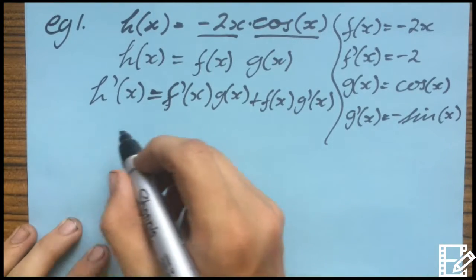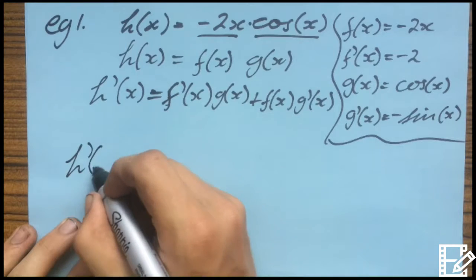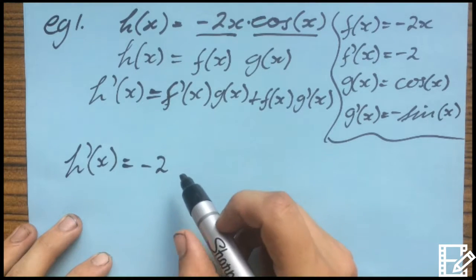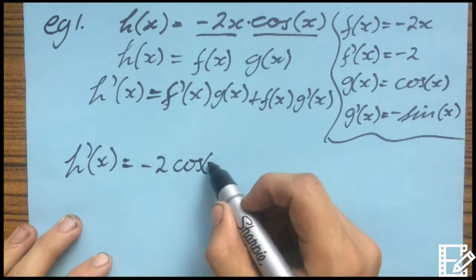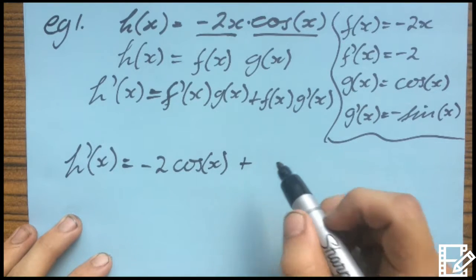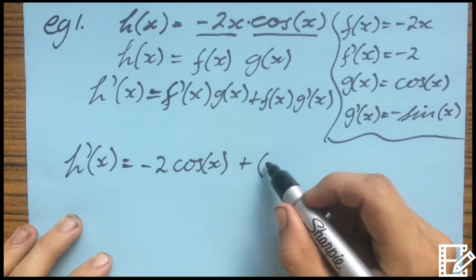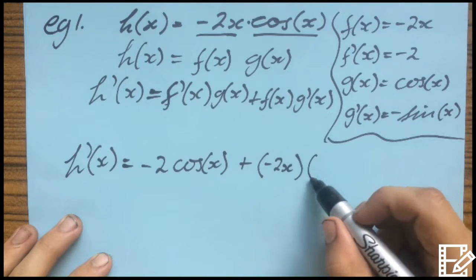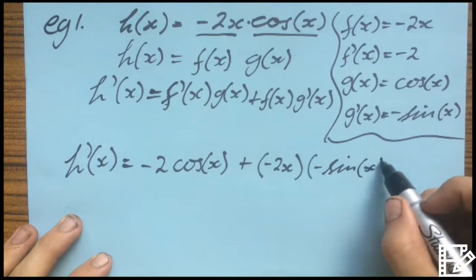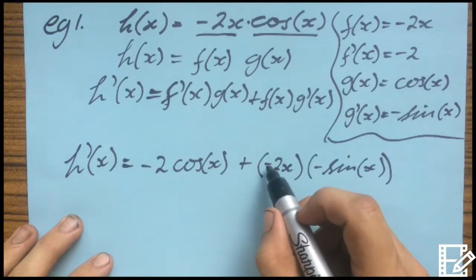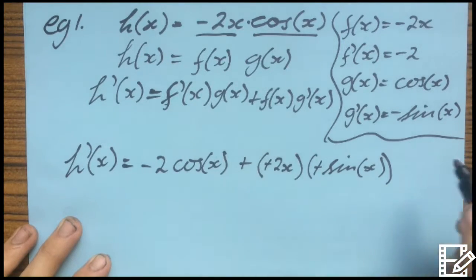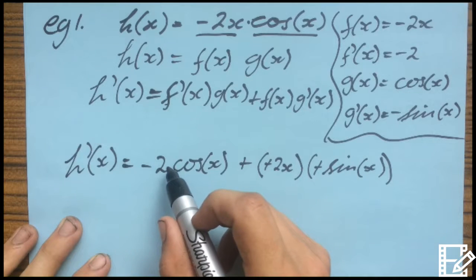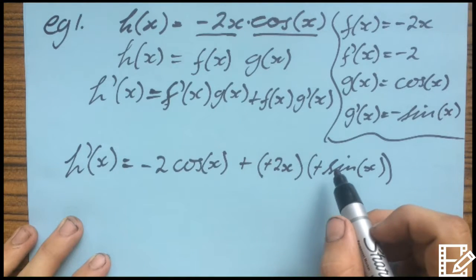So, if we fill this in, f'(x), negative 2, multiplied by g(x), cos x, and then plus f(x), which is just negative 2x, multiplied by the derivative of g(x), which is negative sine x. By having a negative times a negative, obviously they cancel out. And so it'll just be negative 2 cos x plus 2x sine x.